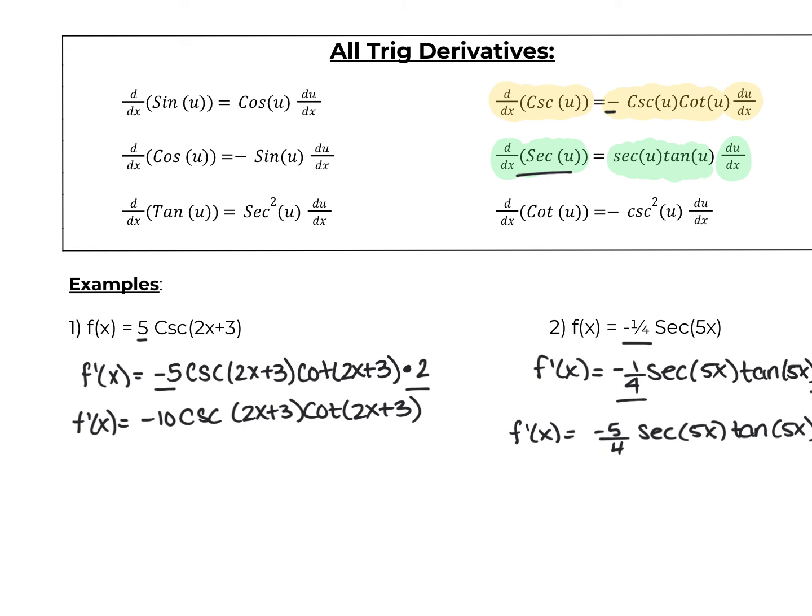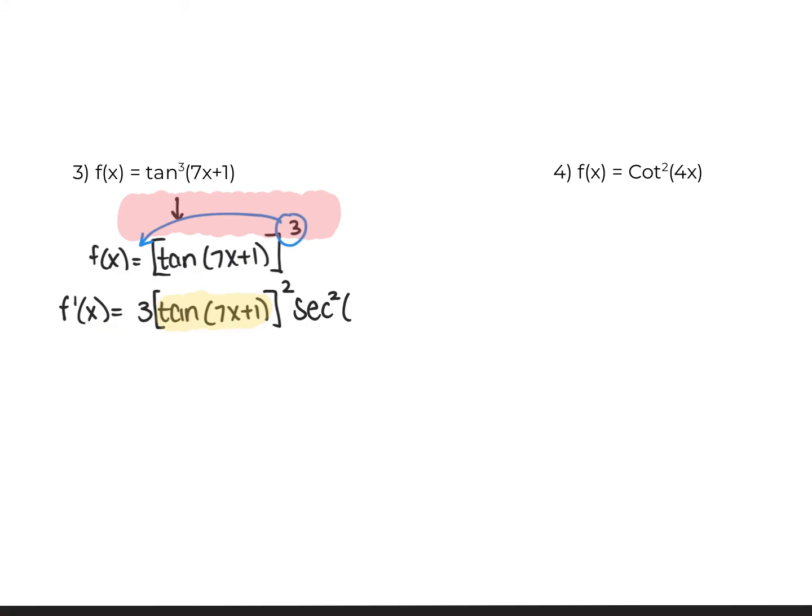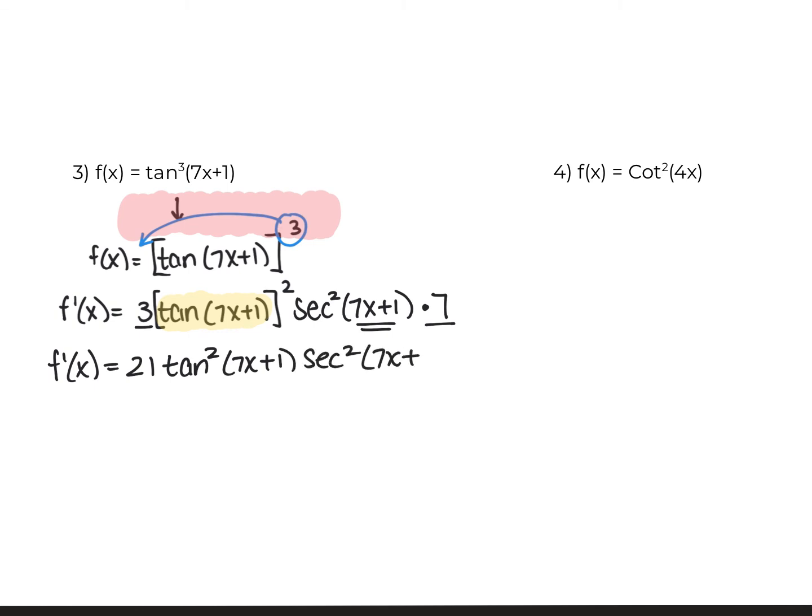So if you look, the derivative of tangent of u is secant squared times du over dx, which means the derivative of the inside. So secant squared of 7x plus 1 times the derivative of this inside, which is 7. So if you wanted to clean this up a little bit, you can multiply the 3 and the 7. That gives me 21. So 21 tangent squared of 7x plus 1 times secant squared of 7x plus 1. So it's okay that I brought the squared back in here because that's what it means when I square the whole thing.